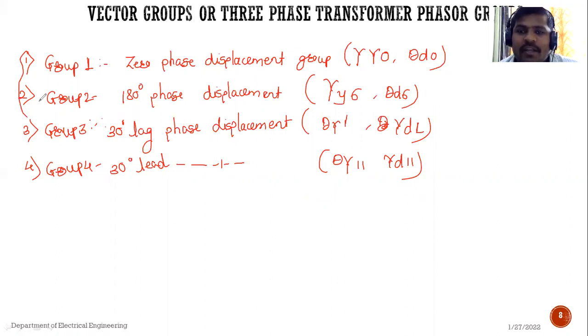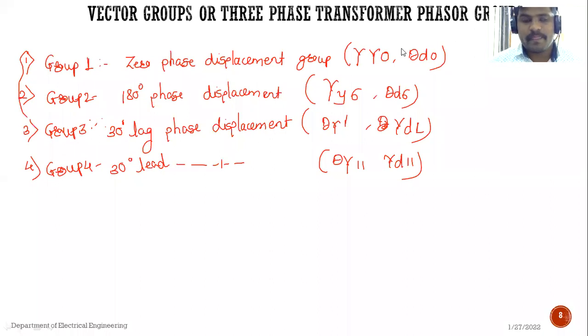According to their vector representation, the groups can be classified as star star 0, delta delta 0, star star 6, delta delta 6, delta star 1, star delta 1, delta star 11, star delta 11. So these are the possible combinations of groups in which we can represent the transformer connection. This is called a vector group. हे 4 ग्रुप लक्षात आलेत का?